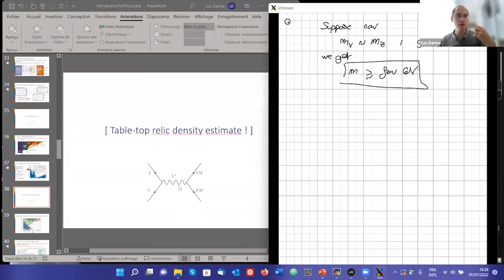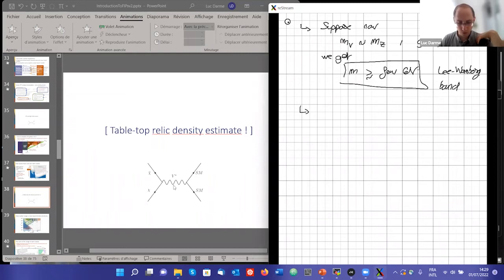This is very important. It tells you that if you have a mediator here, this V, which is typically of the electroweak scale, meaning hundreds of GeV, you cannot have a dark matter particle which is lighter than a few GeV. This is sometimes called the Lee-Weinberg bound. So if you want a dark matter below this scale, you need another mediator, something that is not the Z, something that is not one of the electroweak gauge bosons. So, yes, that was the other one.